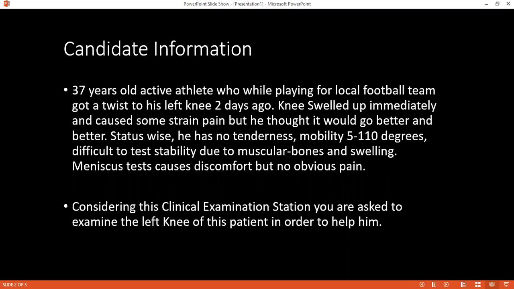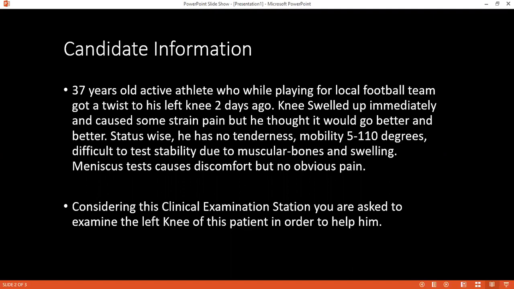Then I will do some special tests. I will do the posterior sag sign by keeping the patient in supine position with hip and knee at 90 degrees, and supporting the heel. If there is a drop down of the tibia, it indicates a positive sag sign, and there is a PCL tear. And then I will go for another test like the anterior and posterior drawer test.